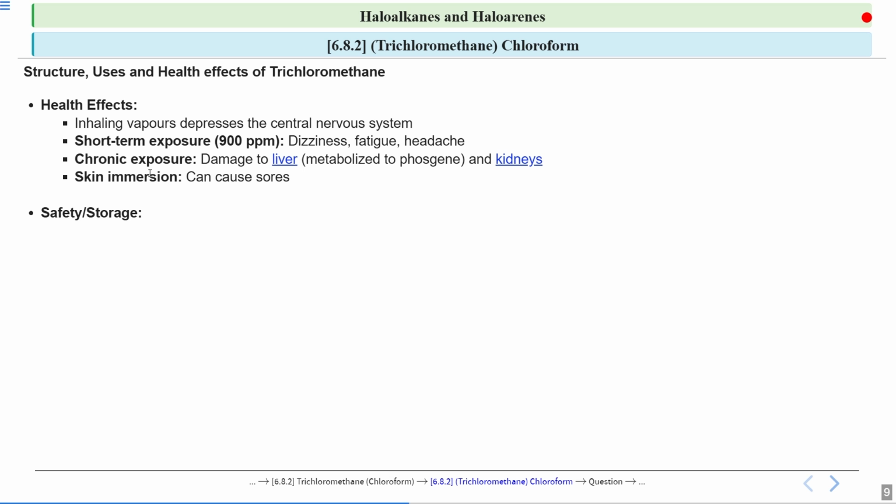Safety and storage. Now it has lots of health effects, right? So what are the safety measures or the storage conditions that you have to follow while storing the chloroform? What are the safety precautions that you have to take?